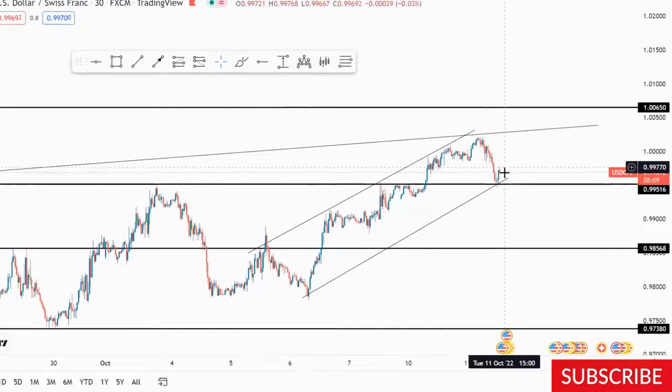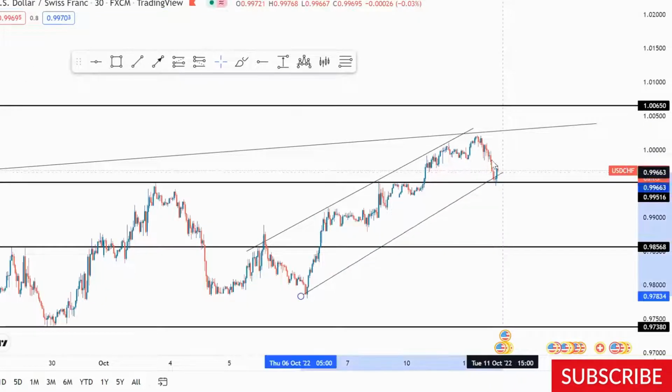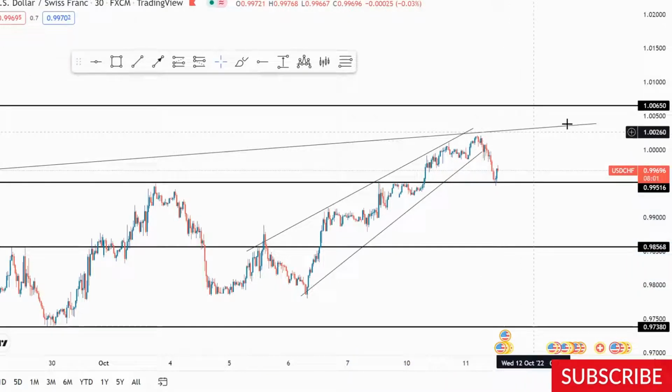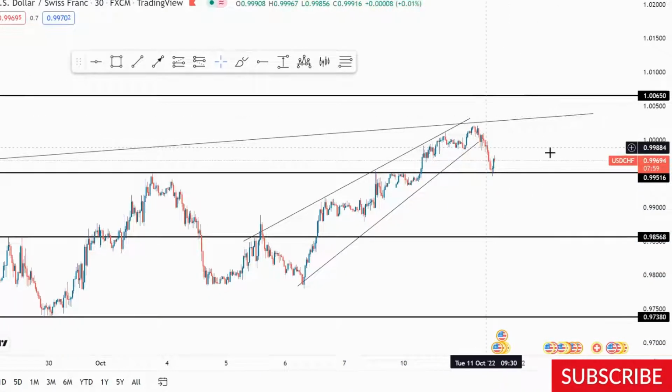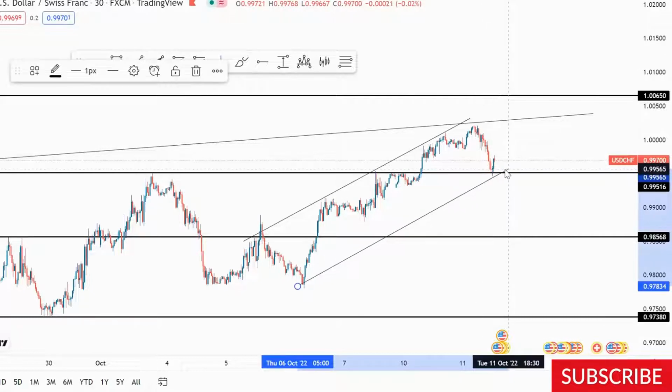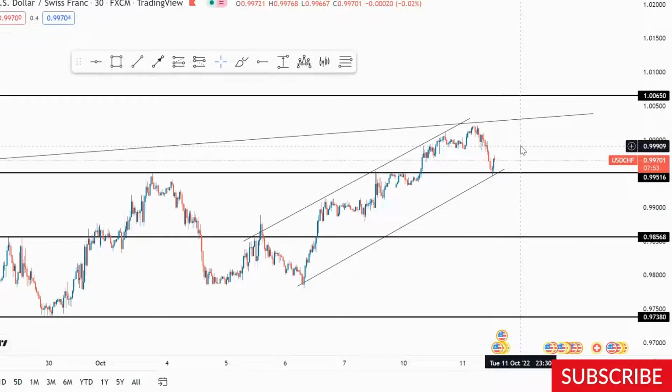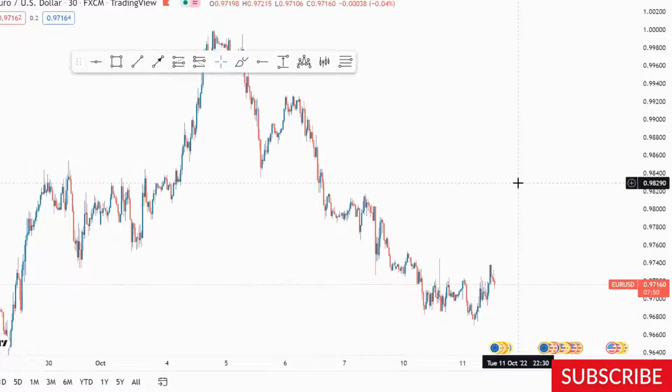So it would make a lot of sense as to why it could go back to test that level one last time. It just depends on how you want to draw it and also what you see. So comment down below, guys, what do you see? What do you think we should do here? And yeah, let's move to Euro USD now.